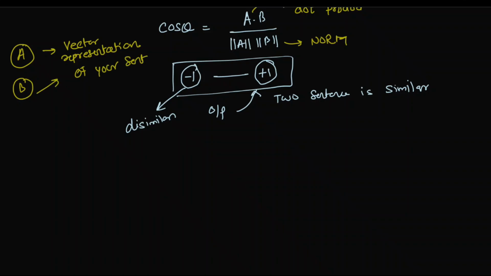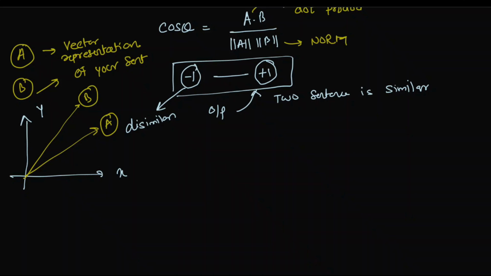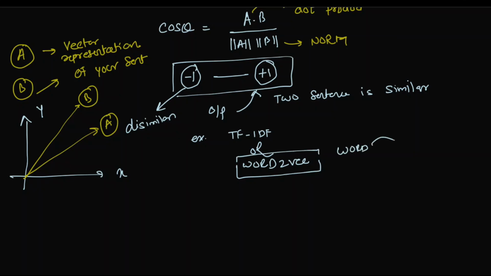Now in geometry, whenever we draw the x-axis and the y-axis, let's say these are the two vectors A and B, meaning the vector representation of A and B. Now to convert to this vector representation of A and B, we are using different methods. Yes, in the last lecture we have seen some of them. If you don't know, let me tell you. For example, we can use TF-IDF or word2vec. Most popular is word2vec, where we are converting the word into vectorized format, right? And there are many more. So using these technologies, we are converting words to vector format.